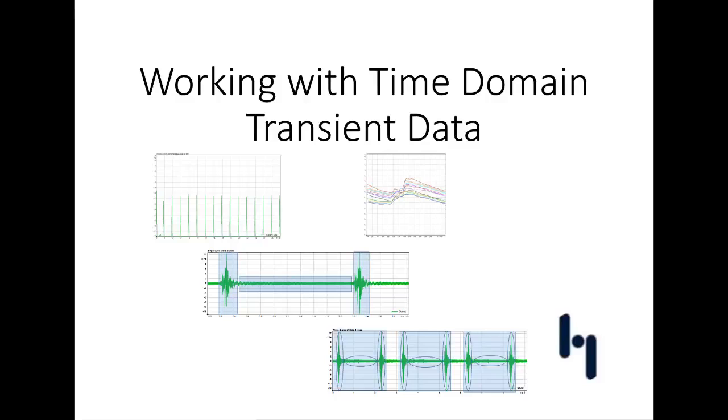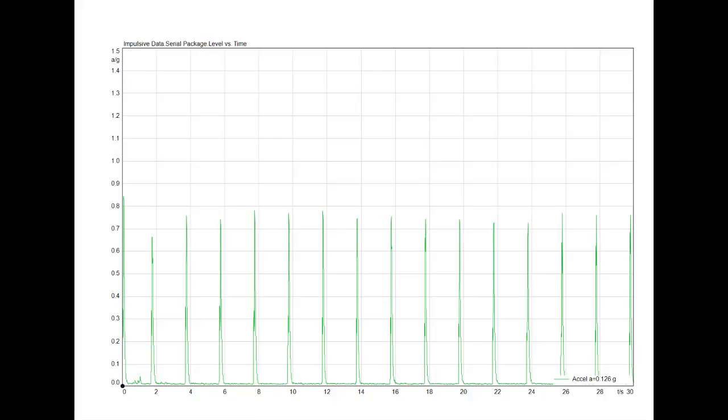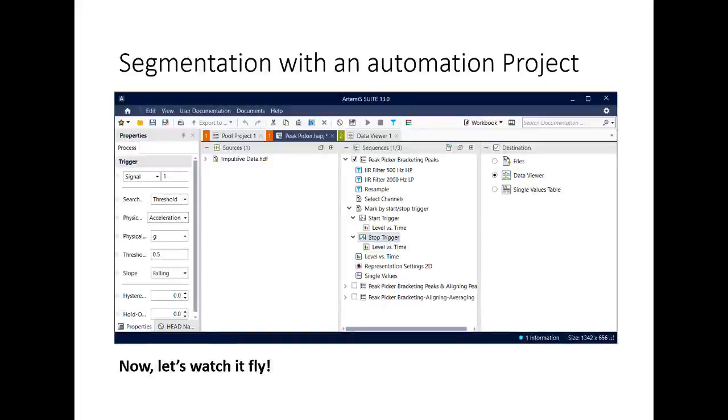Let's see what kinds of things can be automated. The first example, consider a series of impulse events. One data file contains all the events that are to be processed, where the processing here might be very simple, such as the time and amplitude of each peak, or even a little more sophisticated, the averaging of all the peaks. In ArtemiS Suite, one can build an automation sequence that does some filtering, some resampling, some start and stop triggering, and then some single value calculations based on what's needed.